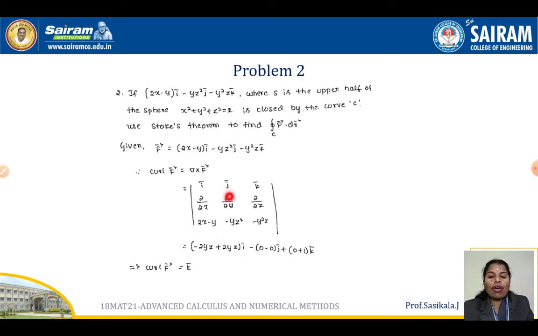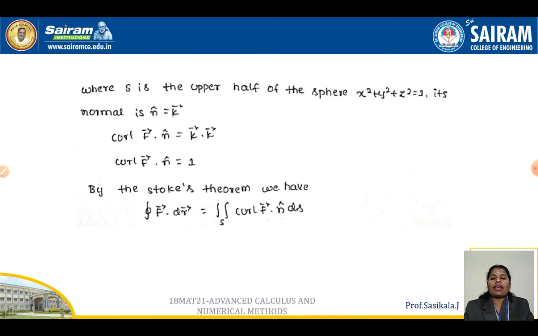Then minus of, this term with respect to x will be 0, and here with respect to z will be 0. Plus k vector of, again this term is 0 because there is no x term here. Dou by dou x of the other term will give minus 1. Already one minus will come, minus into minus will be a plus 1 into k vector. So curl of f vector is k vector.